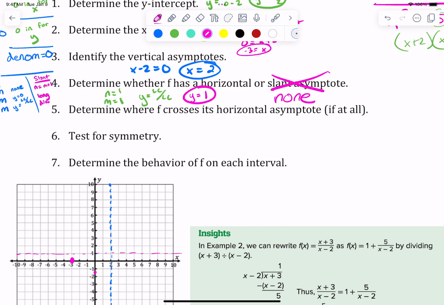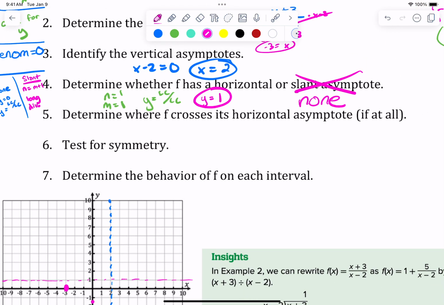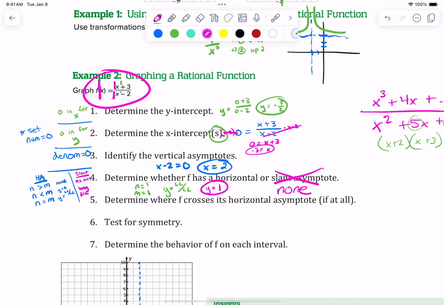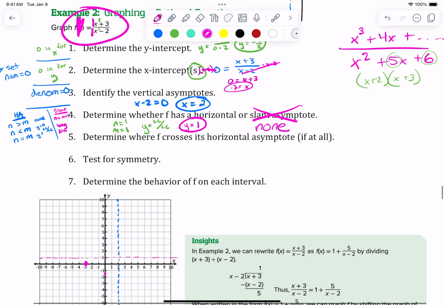So 1 equals that now. For the next part, number 5: determine where it crosses the horizontal asymptote, if it does at all. It might not. I want to know where this function hits 1. It might not, but we're going to see.